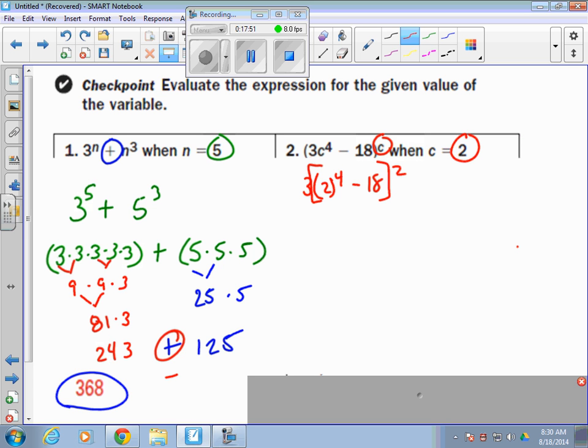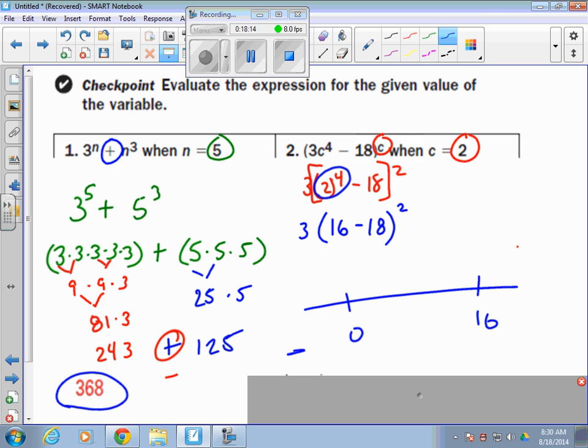But 2 to the fourth power means 2 times 2, which is 4, times 2 is 8, times 2 is 16. So when we evaluate this part, 2 to the fourth power is 16 minus 18. That's going to be multiplied by 3, and that's going to be squared. You do what's inside parentheses first. 16 minus 18: if you are at 16 and you subtract 18, you go 16, 17, 18. If you need to do that, by all means do that. But it's going to be negative 2.